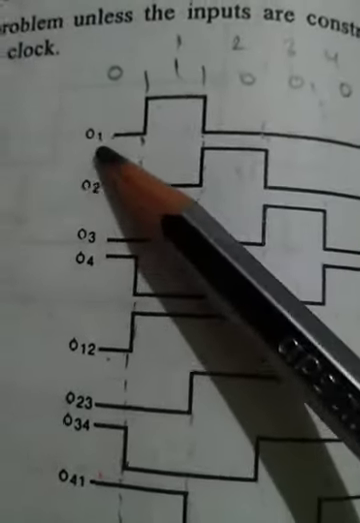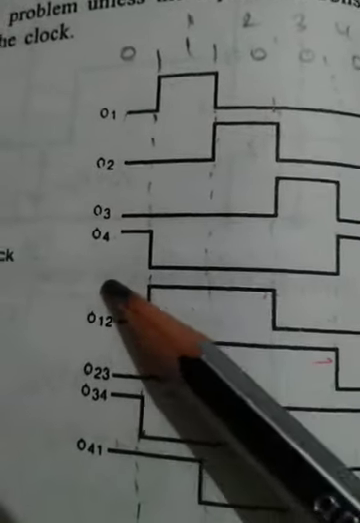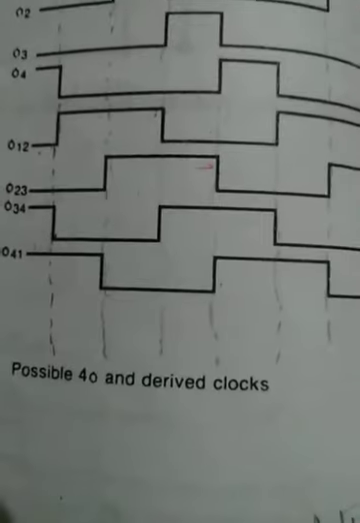Okay, actually first we have to consider clock 1, clock 2, clock 3, clock 4. We are just considering the 4 clocks. I will explain how it will work. These are the possible 4 clocks, from which the clocks are derived.